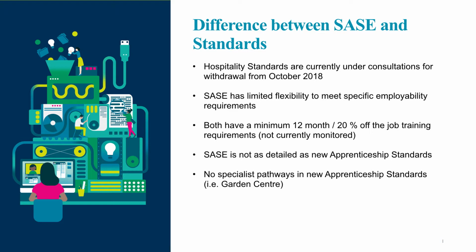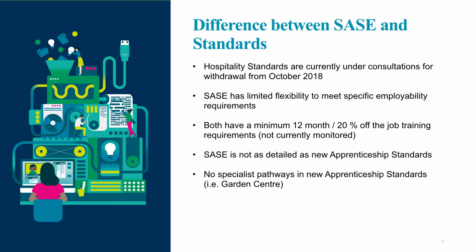With SACE, obviously, there is limited flexibility. Because it is qualification-led rather than specific requirements-led, a provider has the choice of the optional units to choose from, but not necessarily the right combination of units if the rules of combination don't work in their favour. Both have a minimum 12-month period, and they both actually have a 20% off the job training requirement. But within SACE, the 20% off the job training requirement isn't actually fully monitored by the ESFA, but this will be monitored by them going forward. And again, it will be part of the contract between yourself and the employer.